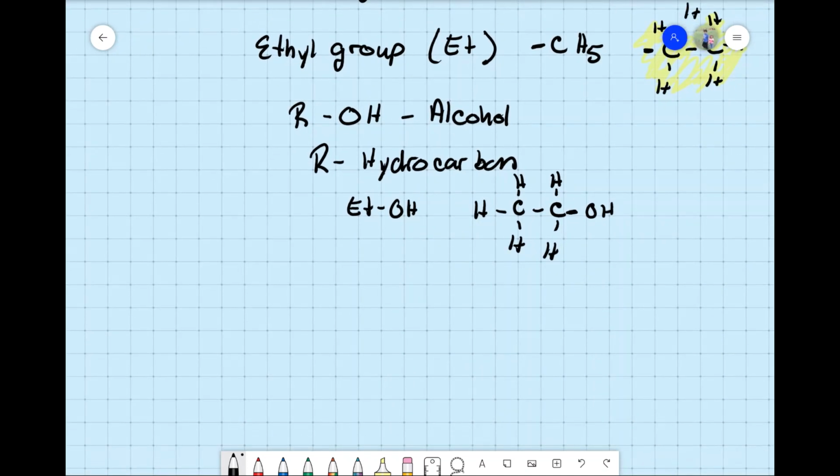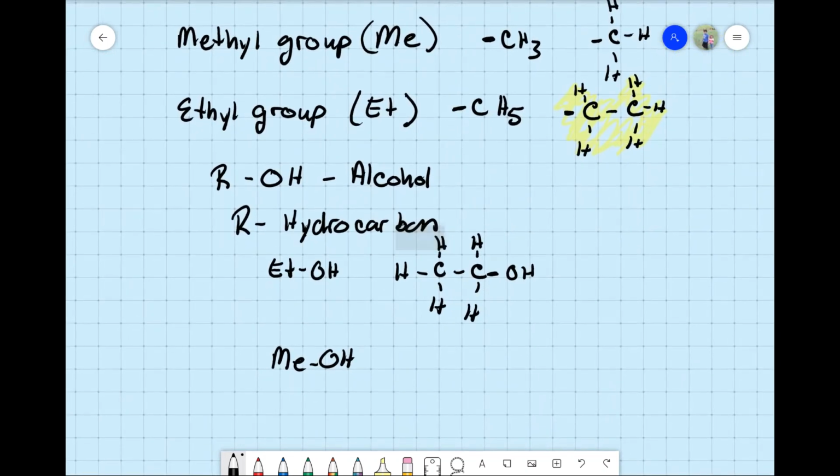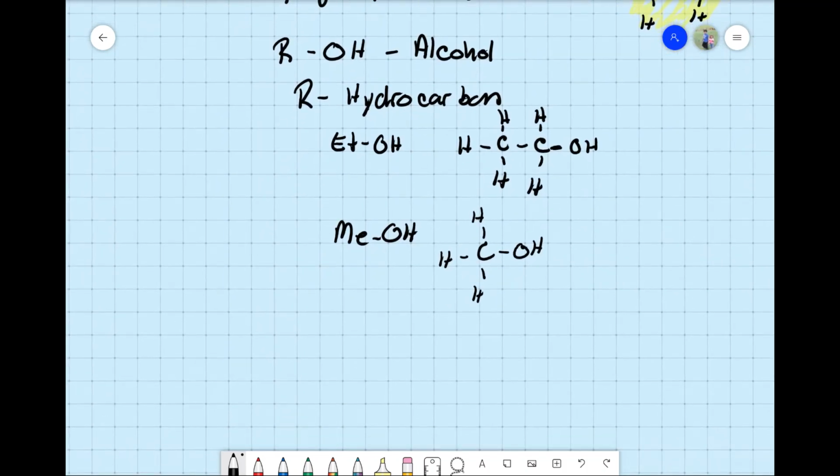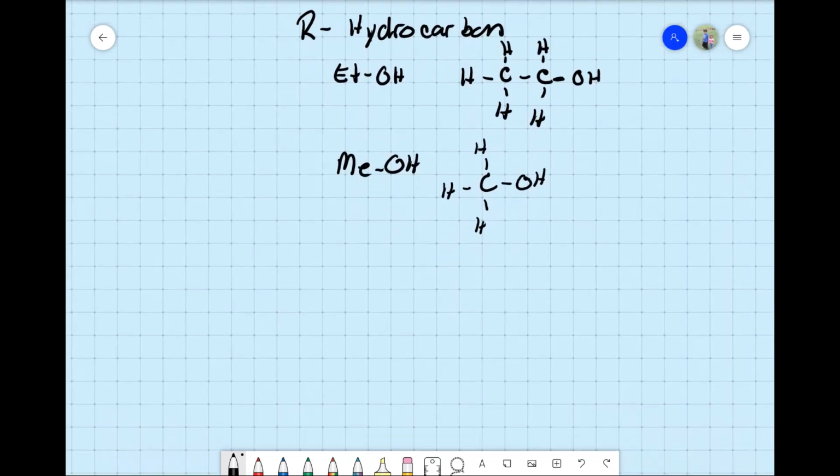If we looked at methanol, so this would be the notation of methanol. Kind of the same thing, actually simpler, so maybe I should have started with methanol. But methanol would be drawn that way, and I've drawn it a little crudely, but that's okay.